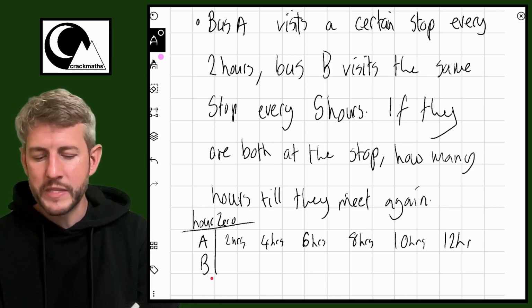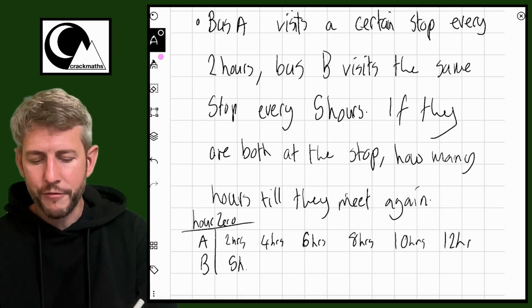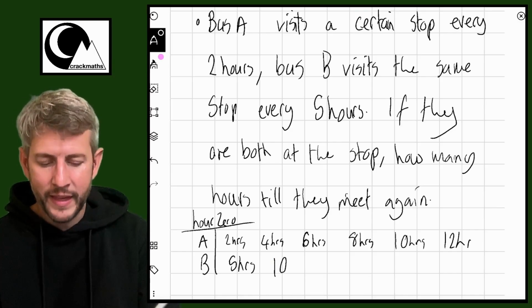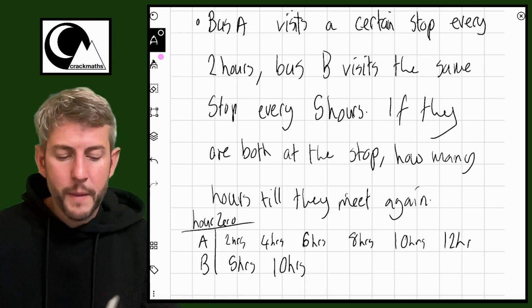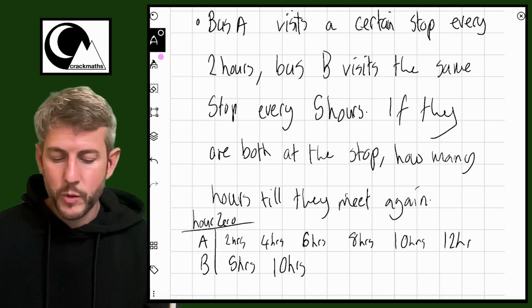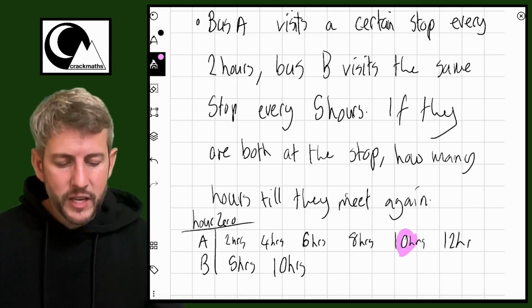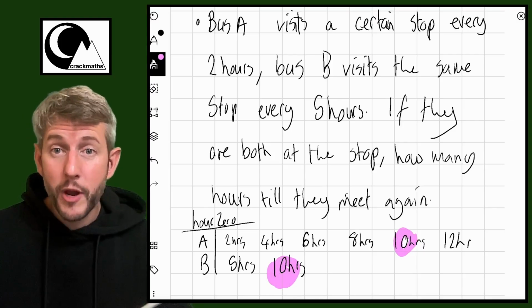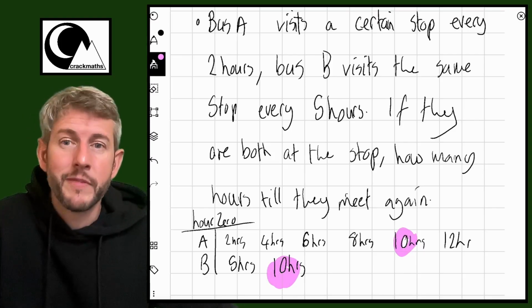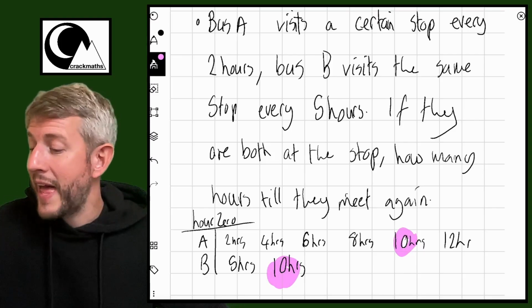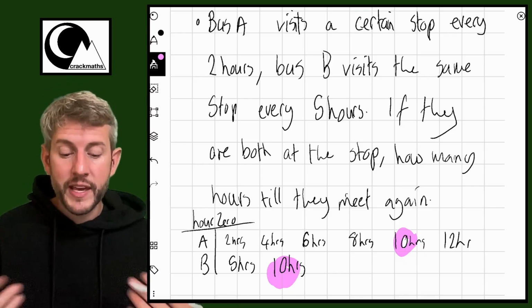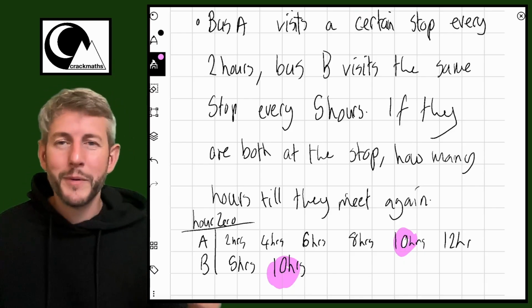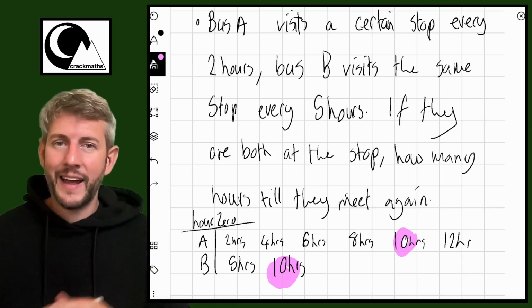So we've got hour 0, and then it will be back there at 5 hours, and then it will be back there in 10 hours. So if they are both at the stop, how many hours till they meet again? Well, that means it's going to be 10 hours until they're both at that stop again. So they'll meet at that stop every 10 hours, which is the lowest common multiple between 5 and 10.